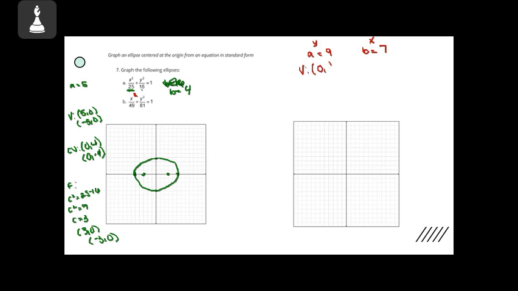So 1, 2, 3, 4, 5, 6, 7, 8, 9 in each direction. And then the x's are going to be on 7. So 7, 0, -7, 0. 1, 2, 3, 4, 5, 6, 7 in each direction. Do your best to make it look oval-like.